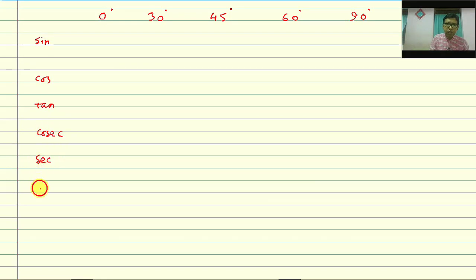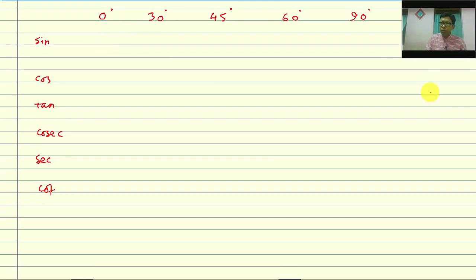Okay, so first of all you write the standard angles, respectively 0 degree, 30 degree, 45 degree, 60 degree and finally 90 degree. The respective trigonometric functions are sine, cos, tan, cosec, sec and cot finally. So sine of 0 degree, sine of 30 degree, how to remember this one?